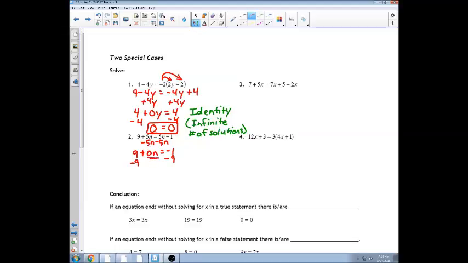0 times anything is 0. Negative 1 minus 9 would be negative 10. Does 0 equal negative 10? Well, no, it does not. So what we say here is no solution. There is nothing I can put in place of n to make that equation true. So it would be no solution.